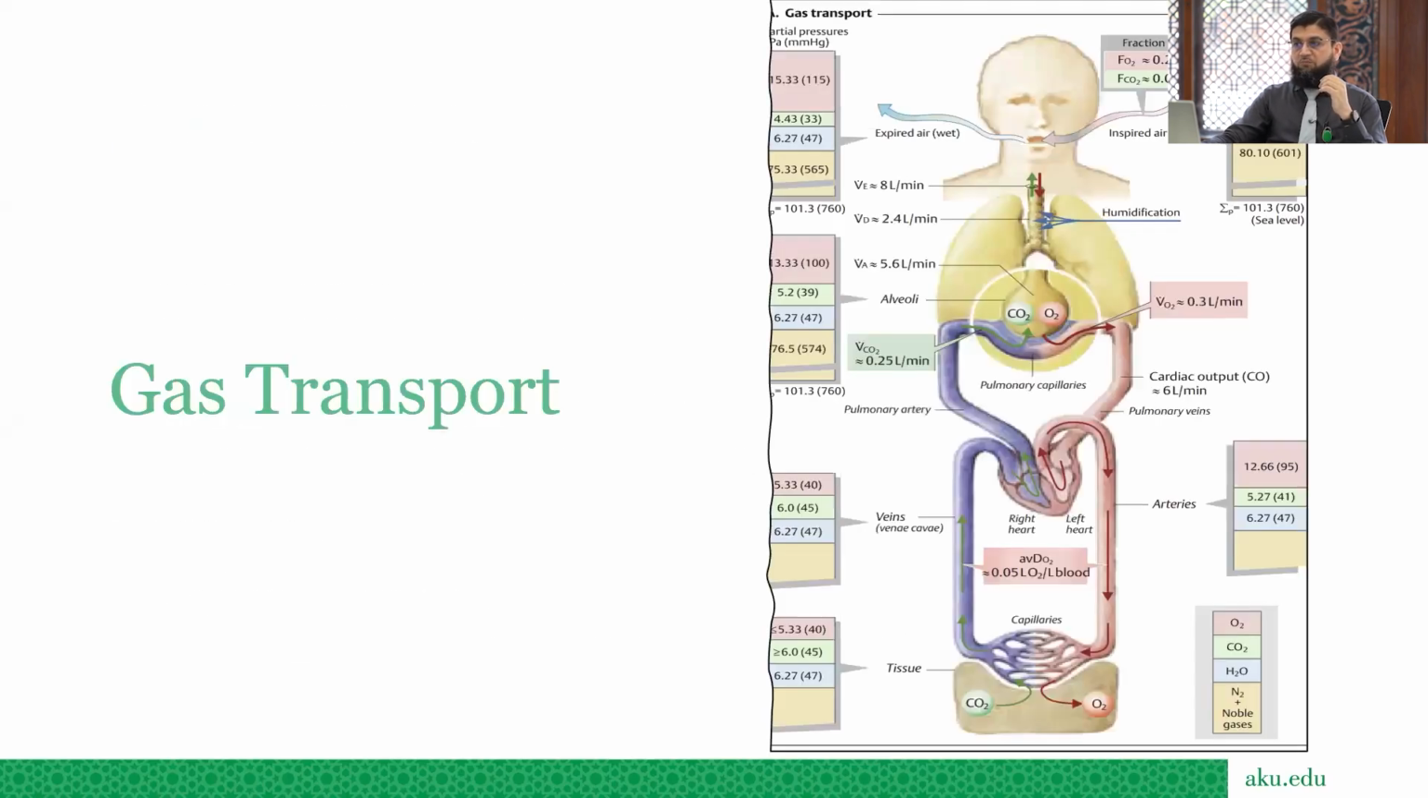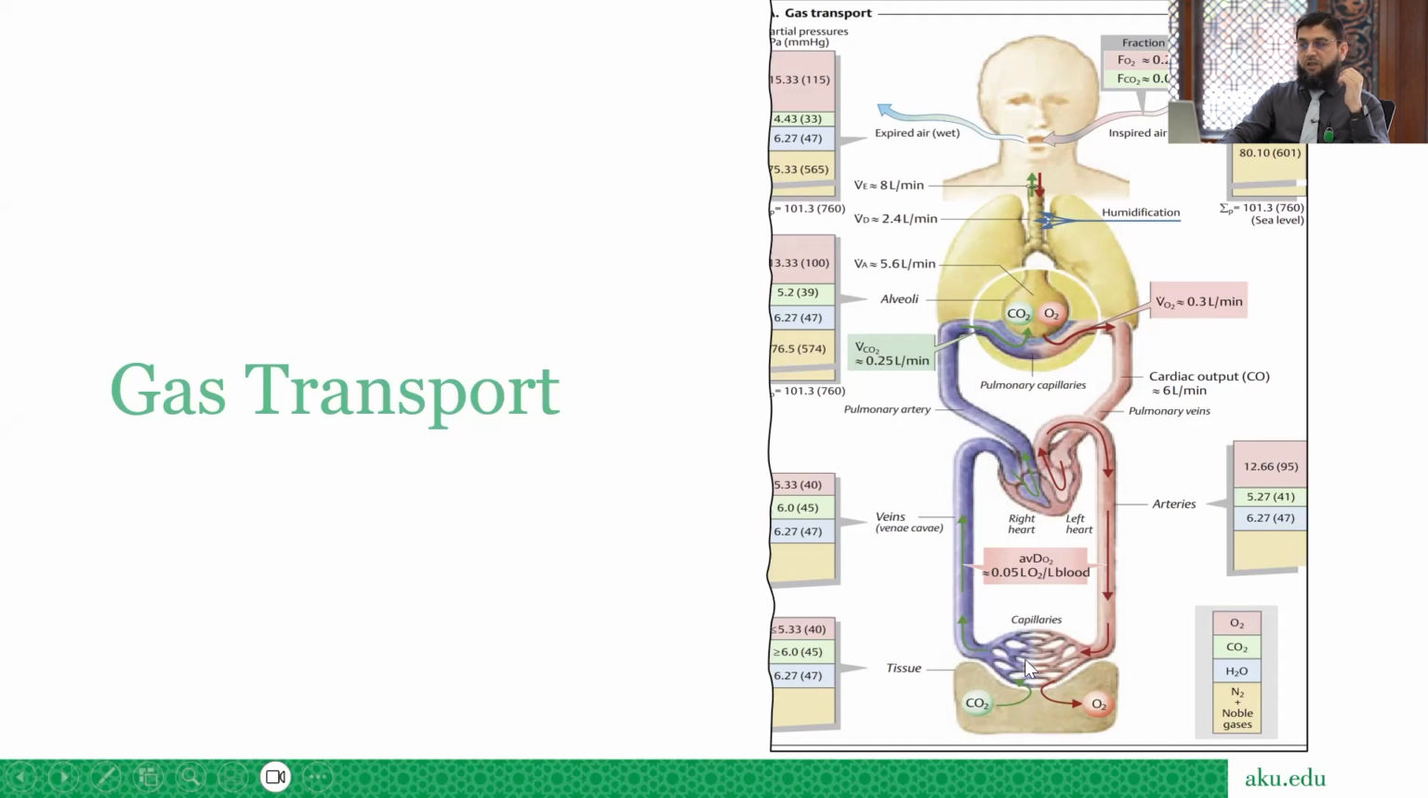For gas transport, this is just a generalized concept. When you breathe air, it goes into the lungs. You breathe in oxygen and exhale carbon dioxide. In the lungs, gas exchange occurs at the level of the alveoli, where oxygen is absorbed into the blood and carbon dioxide is released into the lungs. Then this oxygen goes into the left side of the heart to the rest of the body, where it is delivered to different tissues and vital organs, and is metabolized and utilized to produce energy.